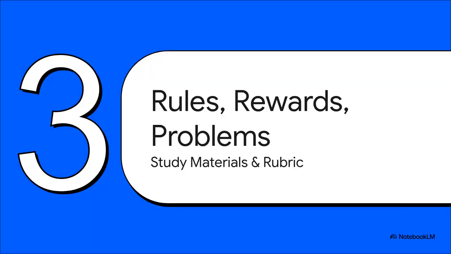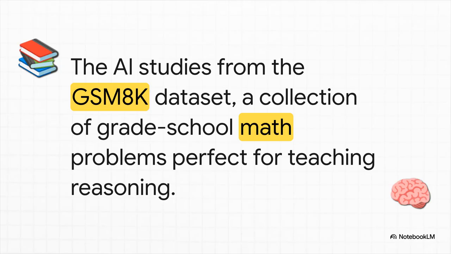All right, so we've got our philosophy and our gear. Now we need the actual study materials for our AI student. And, just as important, we need a super clear grading rubric so it knows exactly how it's being scored. So the AI is basically going to be studying from this math workbook called the GSM-8K dataset. It's this great collection of grade school math problems. And they're perfect because they're simple enough to have one clear right answer, but they're also complex enough that you need a few logical steps to get there. It's the perfect training ground for teaching reasoning.